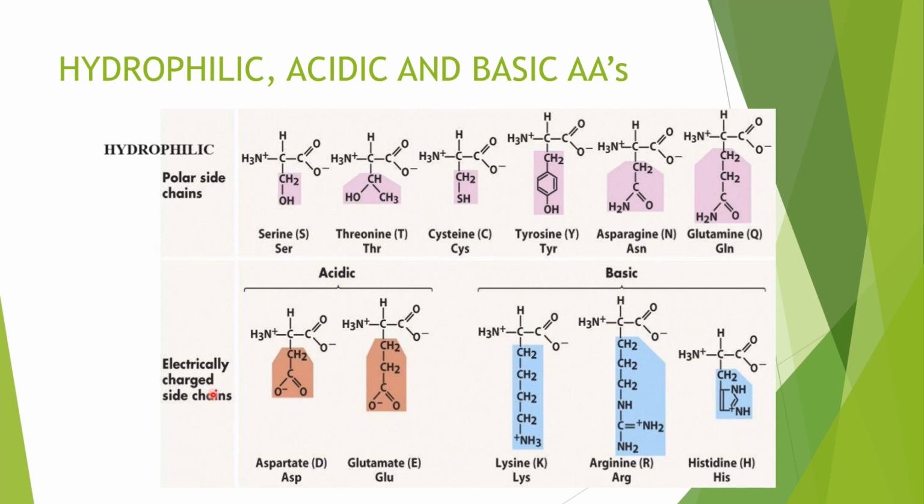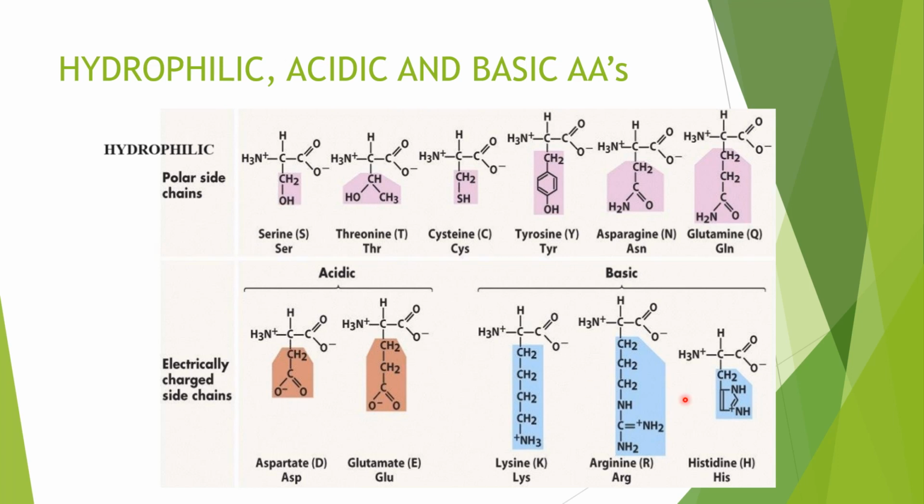These are the two acidic amino acids. We have aspartic acid and glutamic acid, or in their ionic form we call them aspartate and glutamate, capital D or ASP, while this is capital E or GLU.